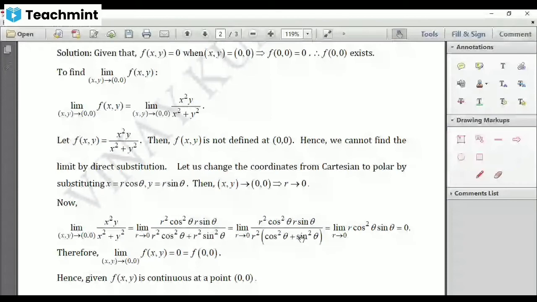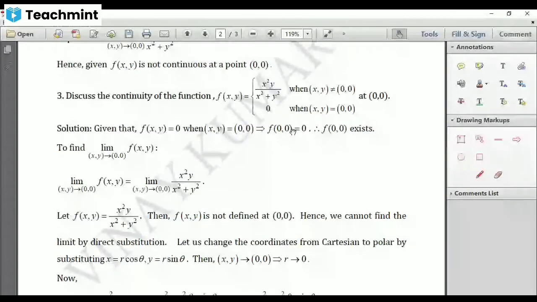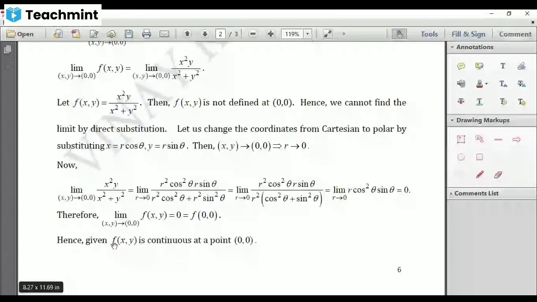So we can apply the limit because we are not going to get infinity or indeterminate. So if you put r equal to 0, here there is an r. 0 into anything is 0. So limit of this is 0. So we got the limit, and that is equal to the value of the function. Therefore, they are equal. Hence, the given function is continuous at 0, 0. So this function is continuous at 0, 0.